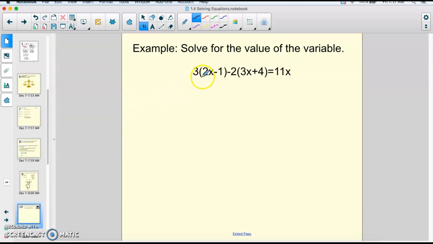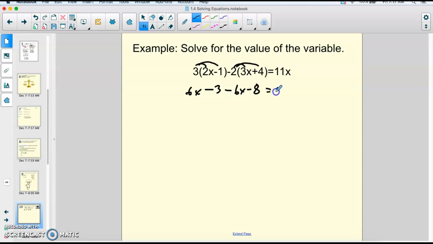Okay, so now we're going to solve. We got lots to do in this problem. Parentheses come first, right? We do order of operations. So we're going to distribute. So we got 6x minus 3. Then we're going to distribute again. So remember to bring your negative sign along. Negative 6x minus 8.